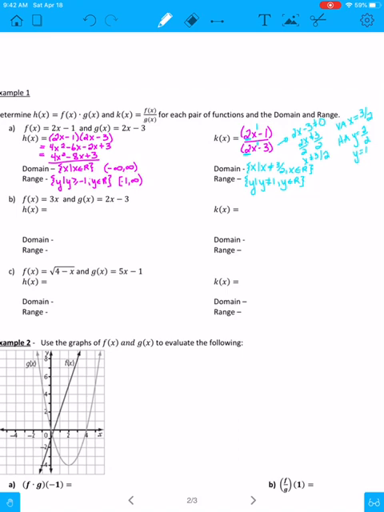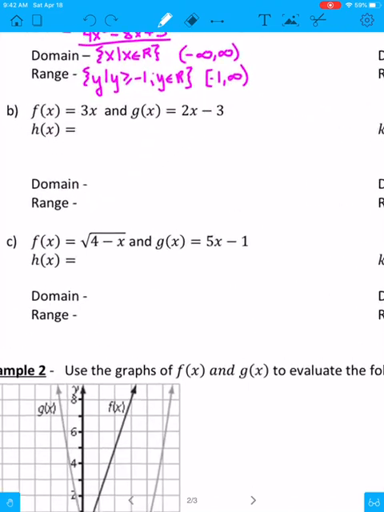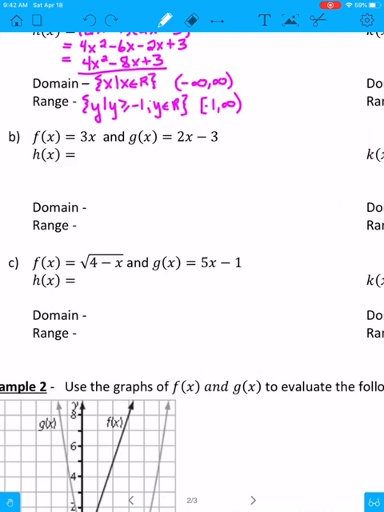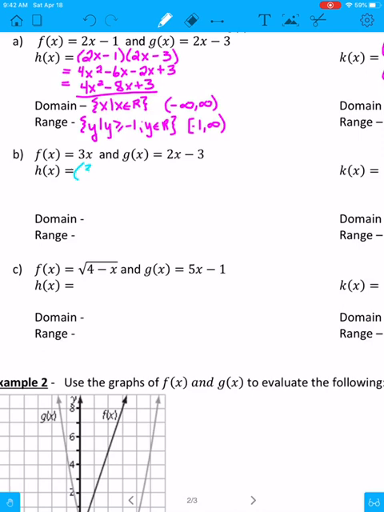B, you can try on your own. Pause it. So h of x is equal to f of x times g of x. It says it in the question. So we're going to do 3x times 2x minus 3.